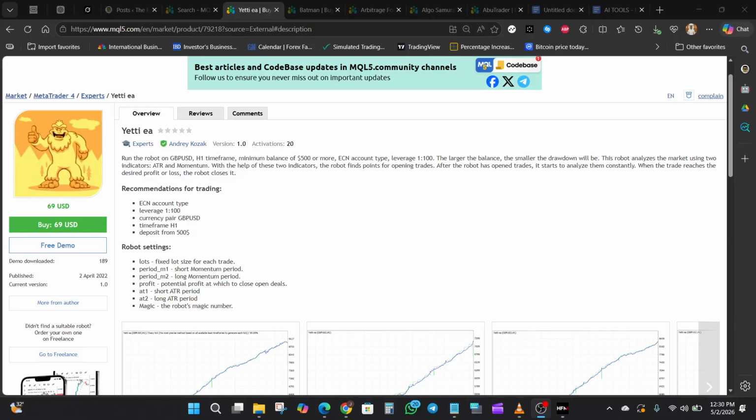Now, what is interesting here is that the EA is based on two main indicators, the ATR and Momentum. So instead of relying on price patterns or grid systems, this robot is essentially analyzing volatility and market strength to determine entries. So let me just break that down a bit in practical terms.